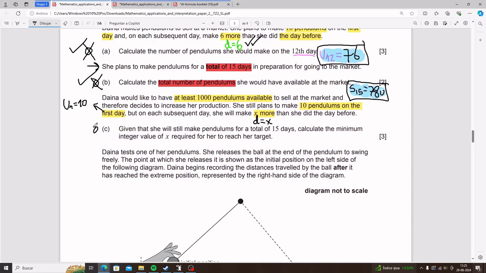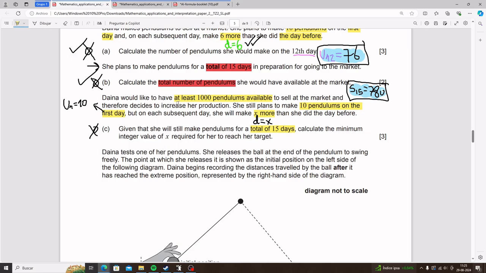And so for part C, we have that given that she will still make pendulums for a total of 15 days, so it's still for a total of 15 days, calculate the minimum integer value of X required for her to reach her target. So there's a couple of things happening here. And this is where you have to have a greater understanding of the formulas, see?